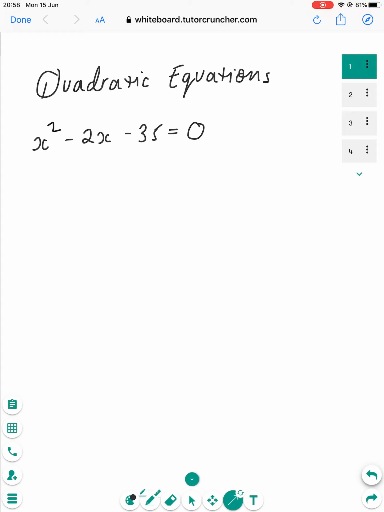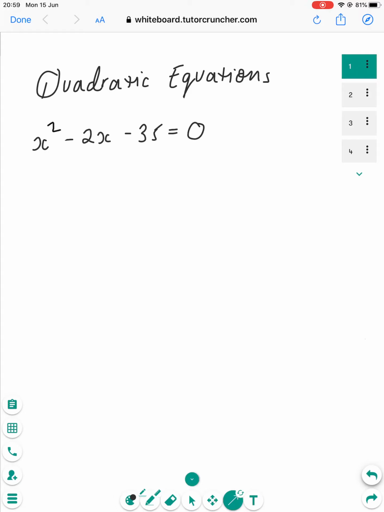During this short lesson, I'm going to take you through an easier example and then a little bit trickier example, and hopefully by the end you should be able to solve both of them easily. Okay, so first things first, what is a quadratic equation?